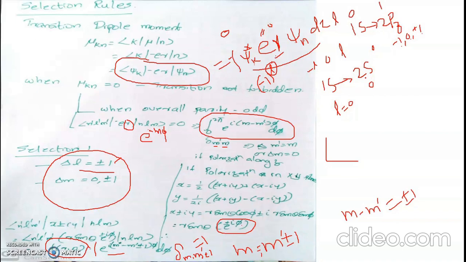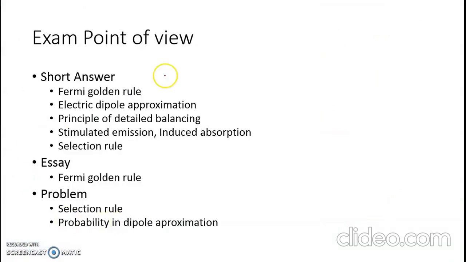So, using this selection rule, we will be able to distinguish the permitted transitions, or identify which transitions are not permitted. With that, we come to an end for this module, and now we'll see the exam point of view as far as this module is concerned. Generally, you will be getting one question in each of your sections in the question paper.